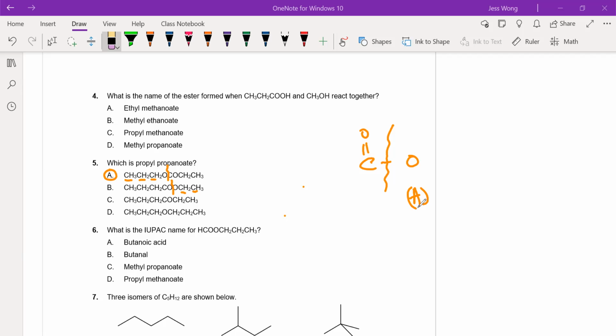Okay, question 6 again is an ester. If you look at the structure of the ester, we cut up the ester at the COO the same way. Once you cut it up, you count the number of carbons, 1, 2, 3. So we know it came from a propanol. So we need the name to have a propyl something, right? And then propyl methanoate. The answer is D.